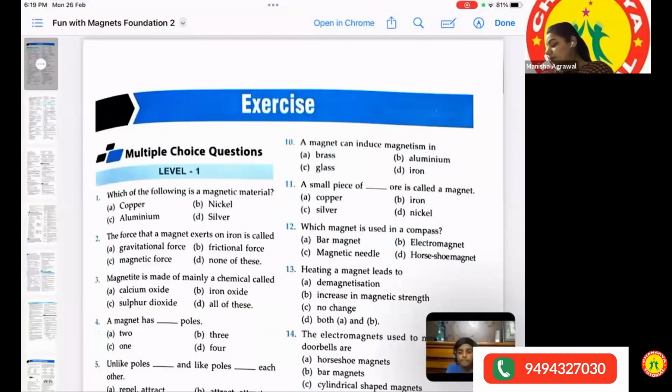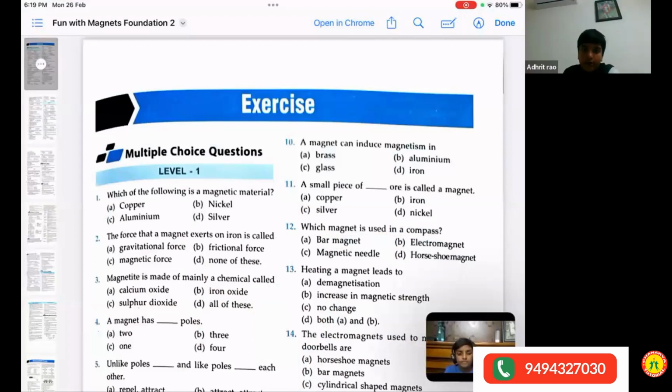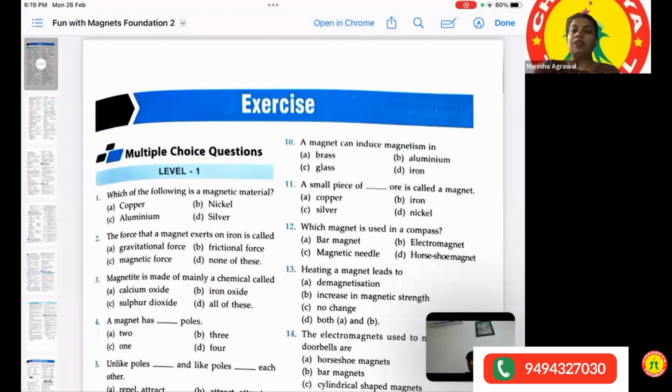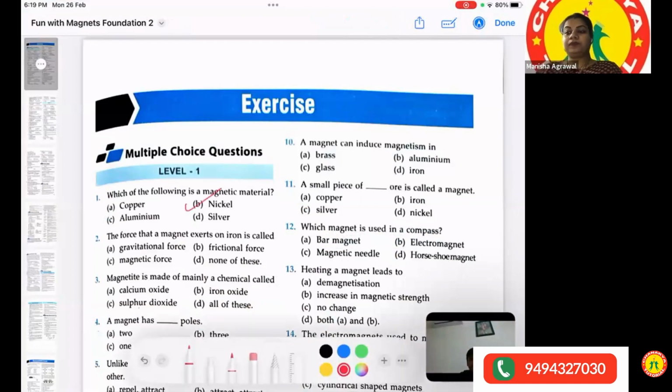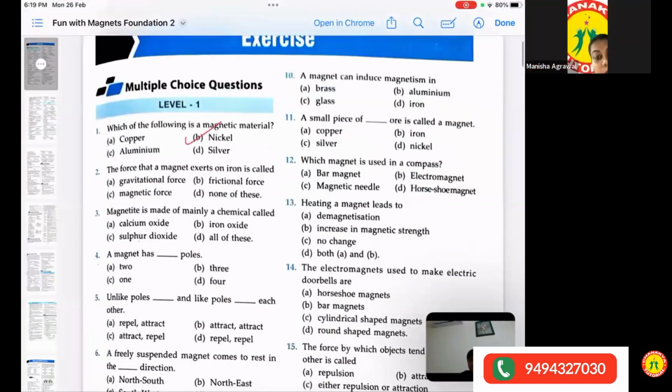Okay, Adit, start with question number 1. Which of the following is a magnetic material? Ma'am, nickel. Correct. So nickel is the magnetic material. Rishit, question number 2.